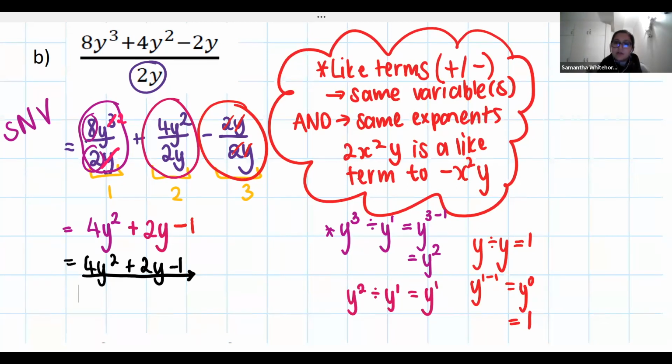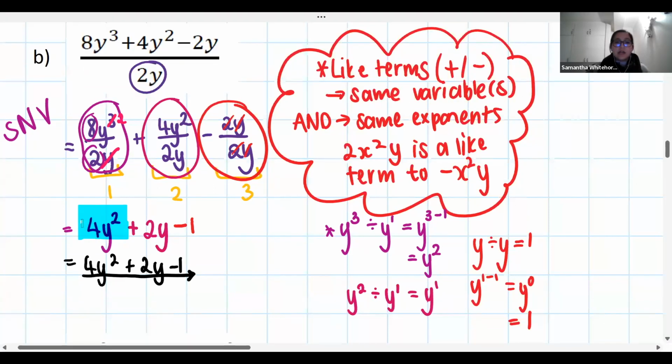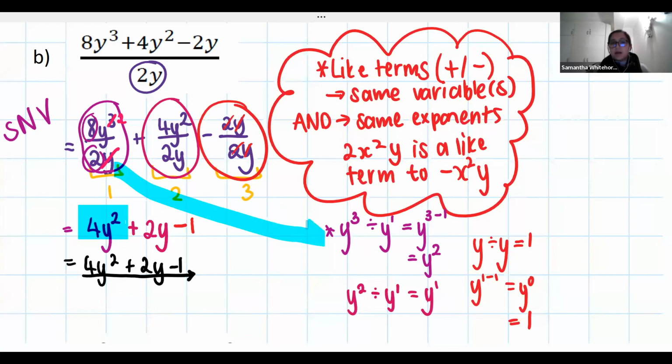The table, how did we get 4 to the power of 2? I'm assuming you mean 4y to the power of 2. So this term over here, have a look at what I've done. So 8 divided by 2 gave us that 4. And then if we look at the y's, this is what I've done over here. Y cubed divided by y is y squared because we subtract the exponents. So that's where we get 4y squared.